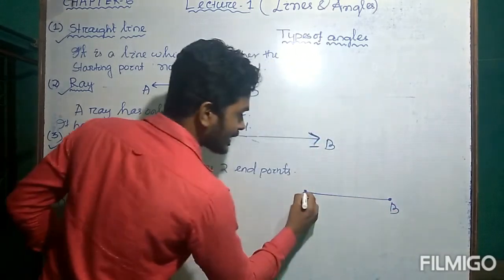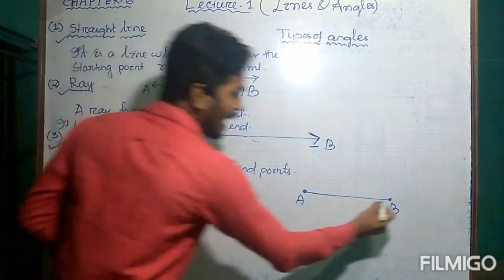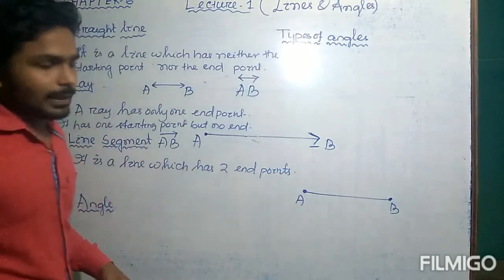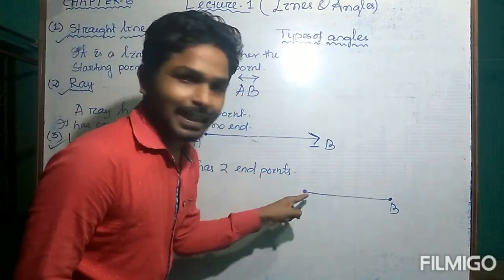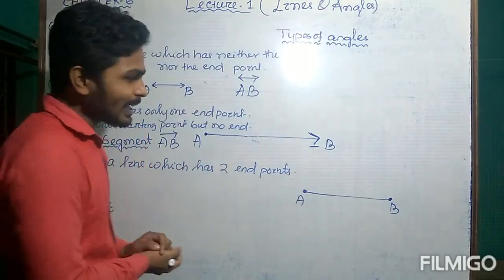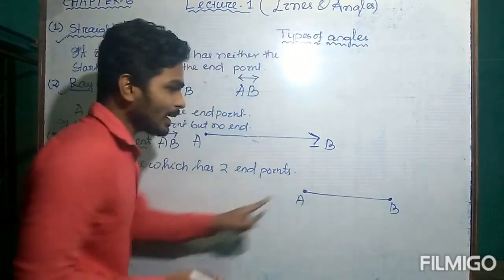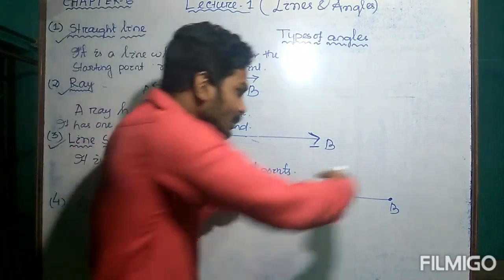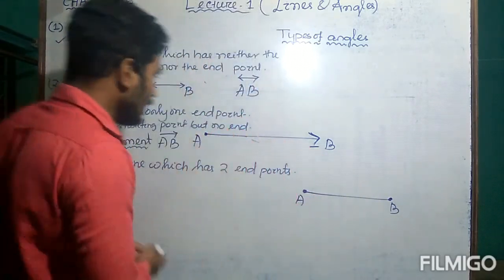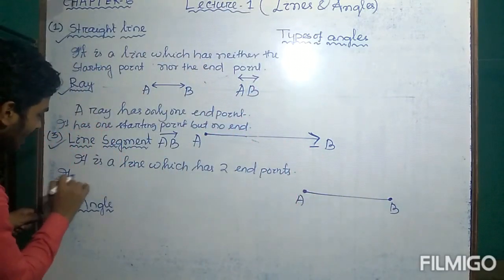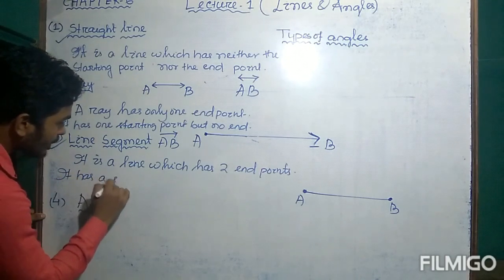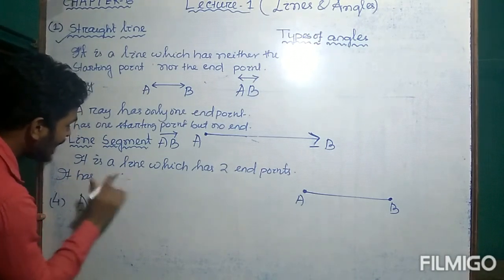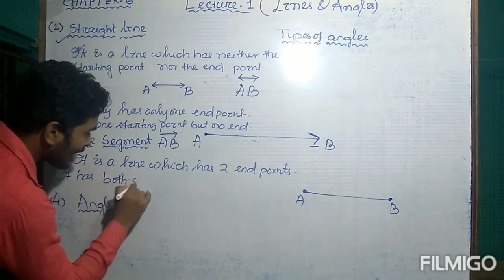A, B. See, it has a starting point or initial point and has an end point. So it cannot be represented by an arrow mark. Arrow mark means it can be extended, but here there is no arrow mark. It means it cannot be extended in both ways. Understood? So you can write it has a starting point, or you can write it has both starting point and end point.